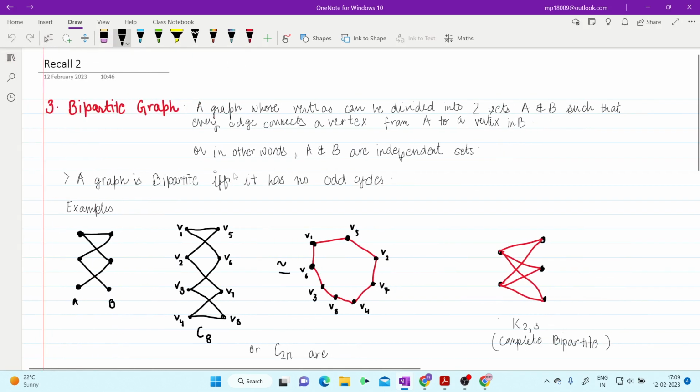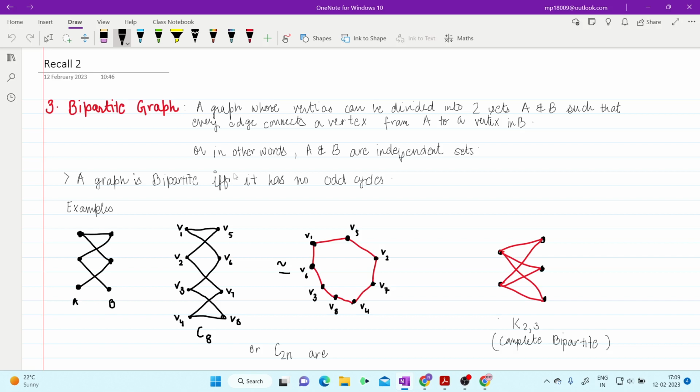So what is a bipartite graph? During this week we studied bipartite graphs. A bipartite graph is a graph whose vertices can be divided into two sets A and B, such that any two vertices in set A do not have an edge and any two vertices in set B do not have an edge. That is, A and B are independent.